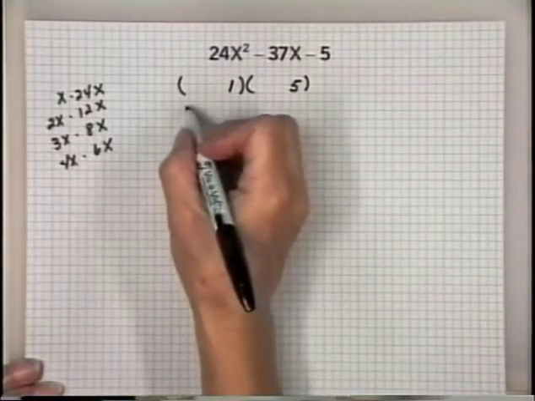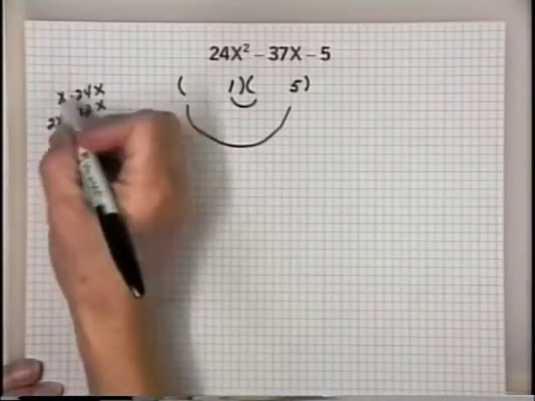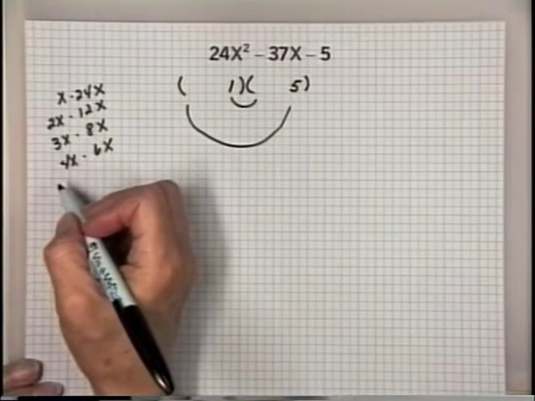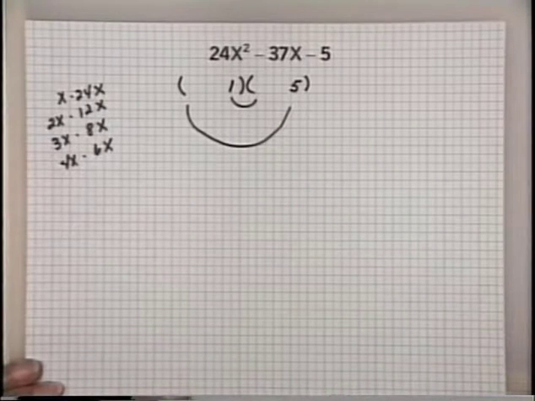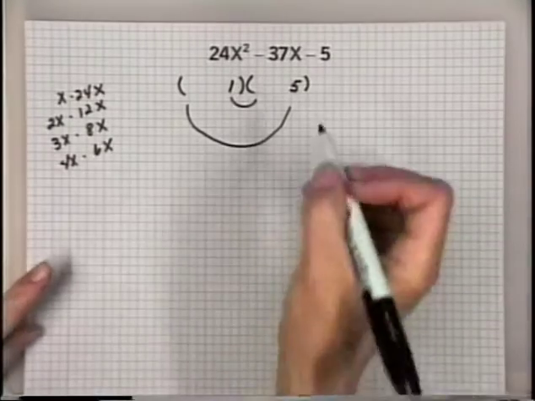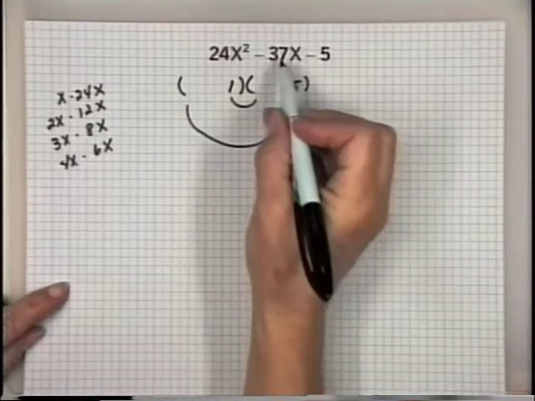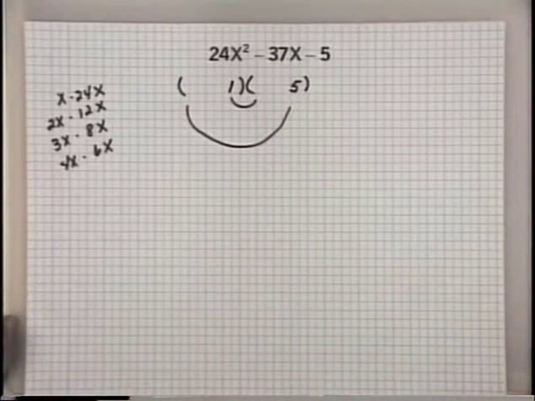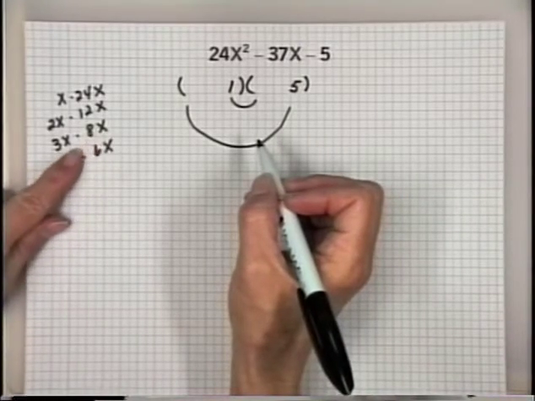What we want to do here is think about the outside and inside product using these choices to see if, with opposite signs, we can come up with a negative 37x. Well, let's see what we might try. I think we might need to use some fairly large numbers. Remember that what we place here is going to be multiplied by 5. We want to get something in the vicinity of 37. I think I'm going to try this 3x and 8x right here.